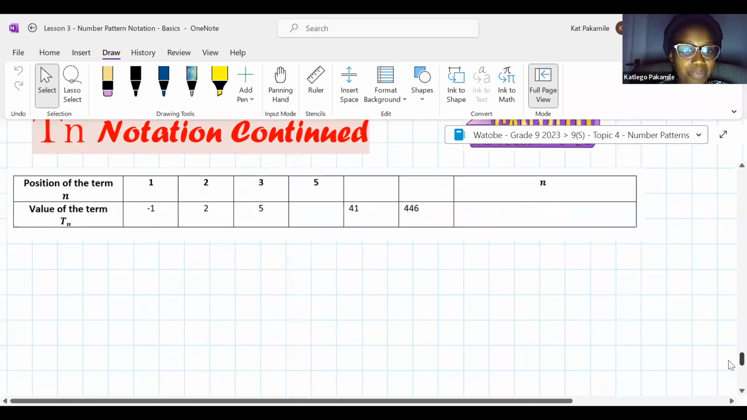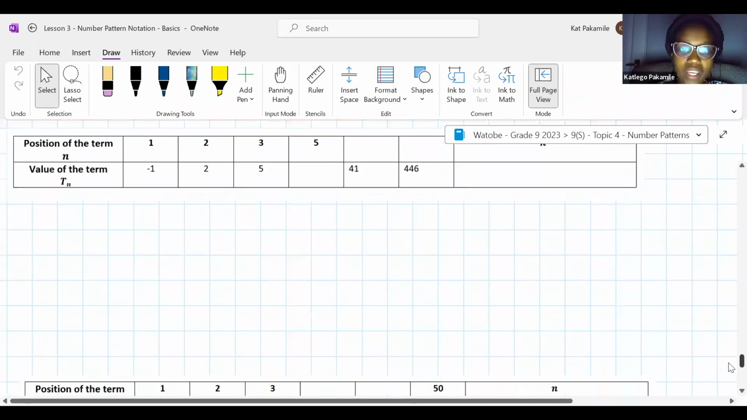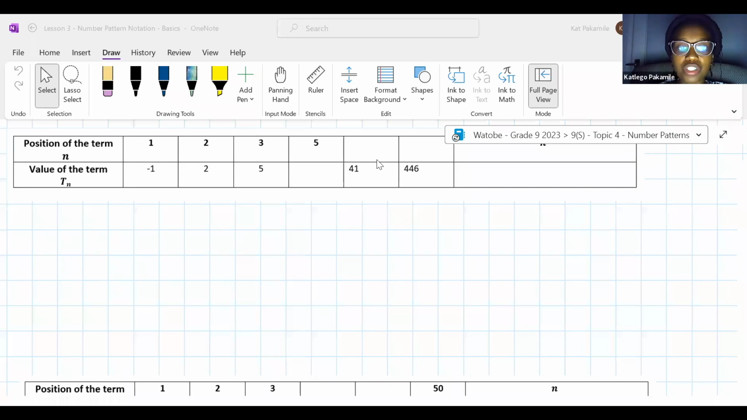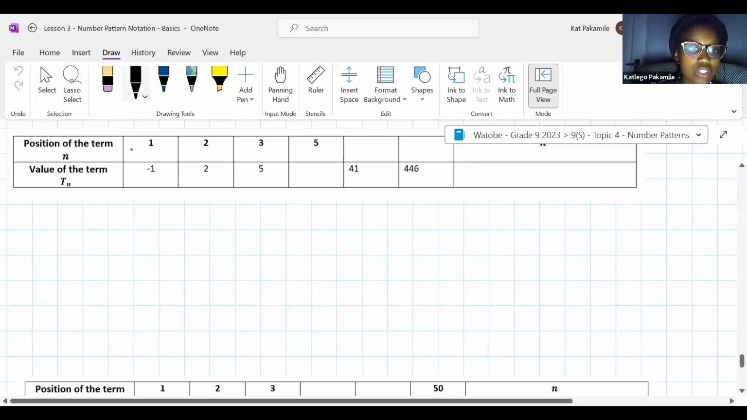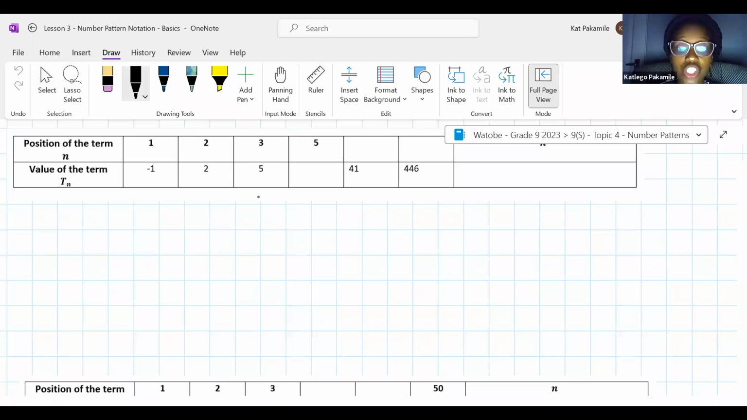Okay, guys, we are back here. This time we are gonna have to find the position of the term as well. So let's get going. First, we still need to find the general term, and then we're going to use it to find the position in time.